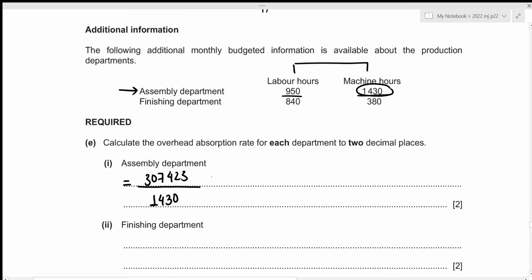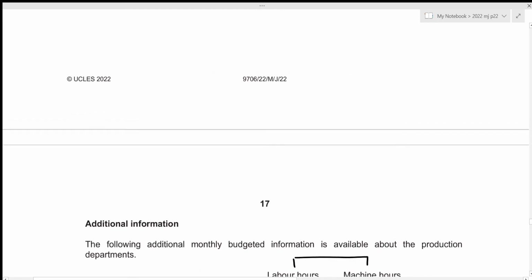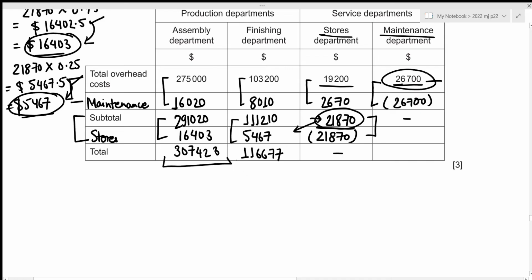Now this gives the overhead absorption rate for assembly department to be 307,423 divided by 1,430, which results in the value of 214.98. And this is the overhead absorption rate. Since we divided it with our machine hours, this overhead absorption rate will be per machine hour. So we need to write that down as well. Alright, now we need to figure out the same for finishing department. Let's have a look at the total of the finishing department above. We figured it out to be 116,677. Let's write it down.